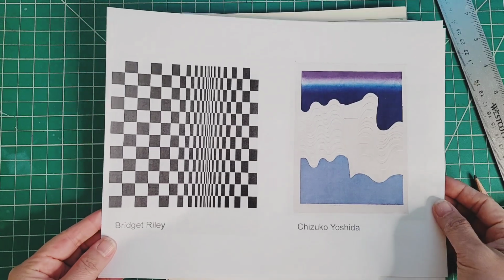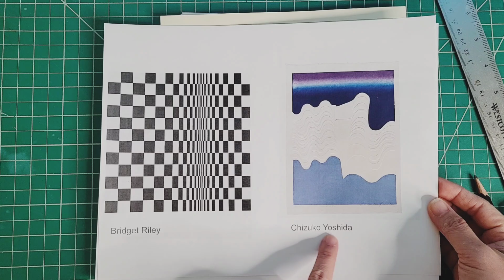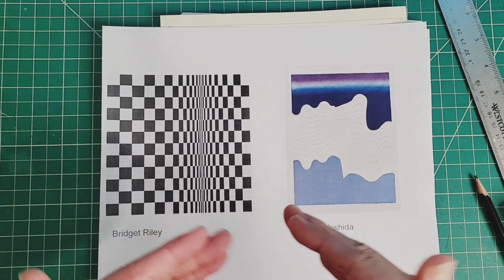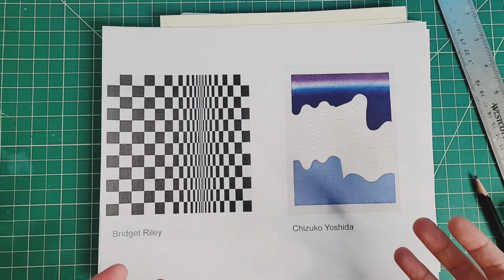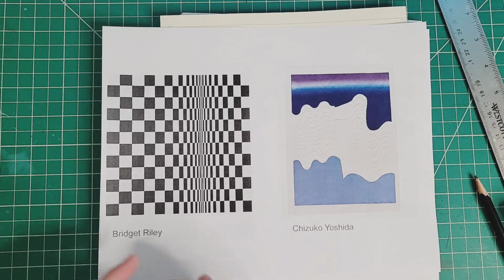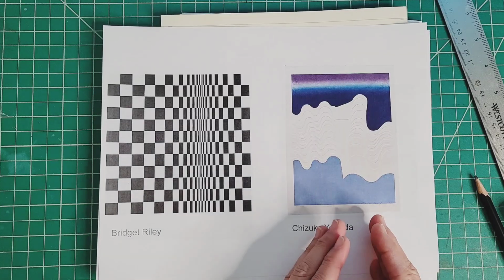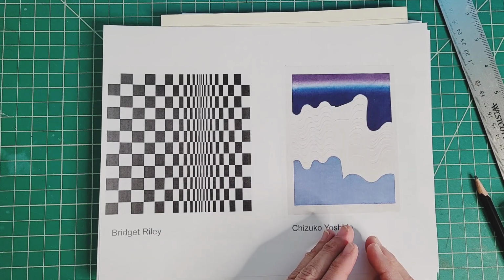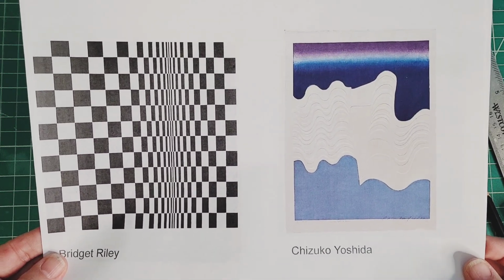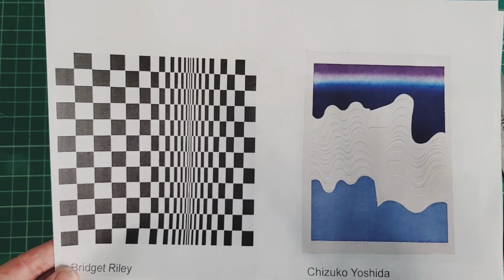Okay, so these are printouts of two different artists. This one is by Bridget Riley and this one is by Chizuko Yoshida. Definitely look at these to compare and contrast what the artwork is showing us and think about how they are using certain lines and shapes. One is an artist based in the US who's still living. This artist was from Japan and they have passed on. When we look at these, you can see they're using a certain element. I want you to think about what that is.